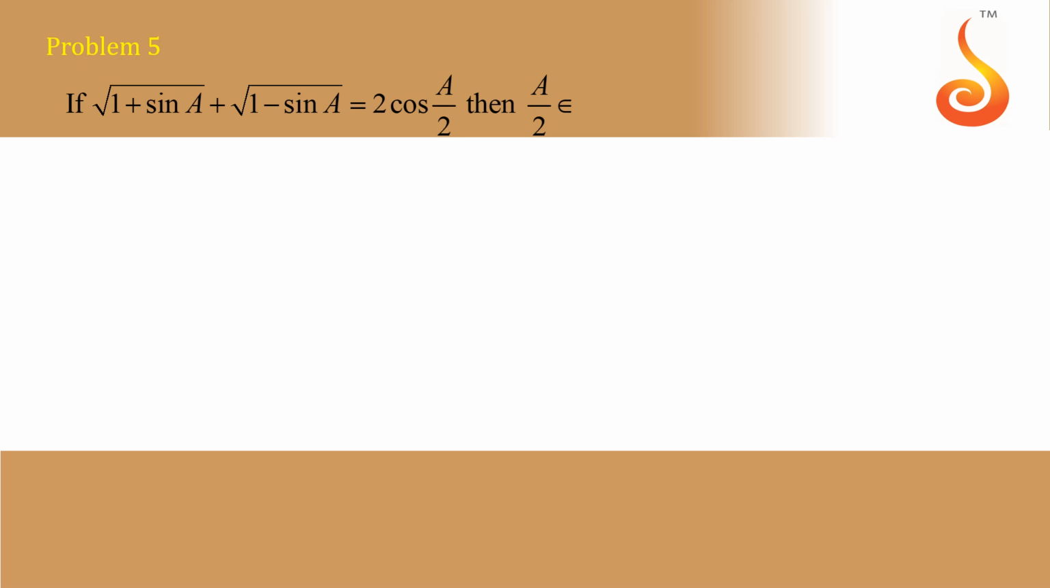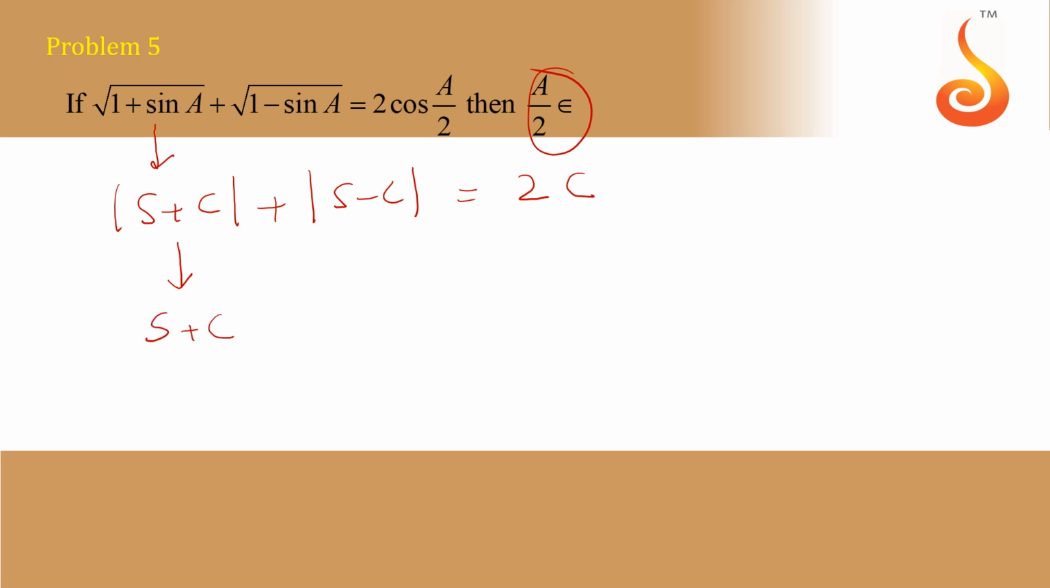Under root of 1 plus sin a plus under root of 1 minus sin a is equal to 2 cos a by 2. Then we have to find the region for a by 2. So you know that under root of 1 plus sin a is mod of s plus c, and under root of 1 minus sin a is mod of s minus c, and I want the answer to be 2c. So to get 2c, this should simplify as s plus c, and this should simplify as c minus s. Then only you will get 2c.